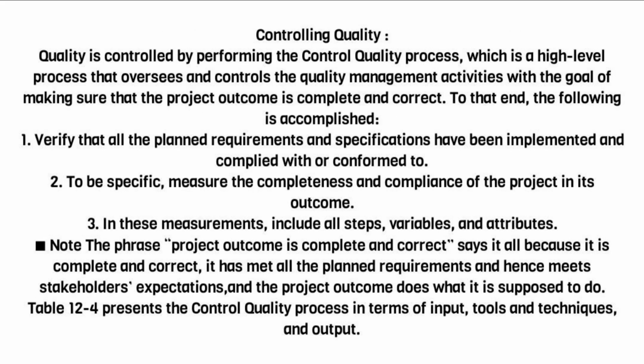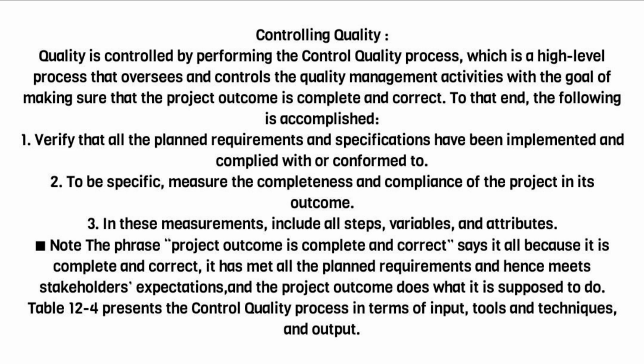Controlling quality. Quality is controlled by performing the control quality process, which is a high-level process that oversees and controls the quality management activities with the goal of making sure that the project outcome is complete and correct. To that end, the following is accomplished. 1. Verify that all the planned requirements and specifications have been implemented and complied with or conform to. 2. To be specific, measure the completeness and compliance of the project in its outcome. 3. In these measurements, include all steps, variables, and attributes.